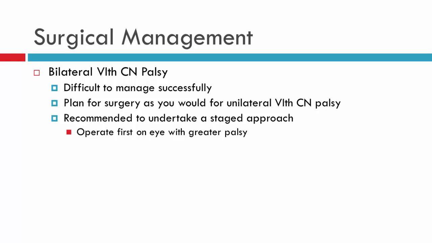So you would usually operate for the palsy that's greater. So if you have a right lateral rectus palsy and a left lateral rectus palsy, and the left lateral rectus palsy was worse, you would operate on the left one first. Sometimes you will gain a good result from just that single operation, but you may need to go back in again depending on the situation and the outcome. In terms of the procedure selected, you will utilise the principles we use for unilateral 6th in the consideration of surgery for bilateral 6th.